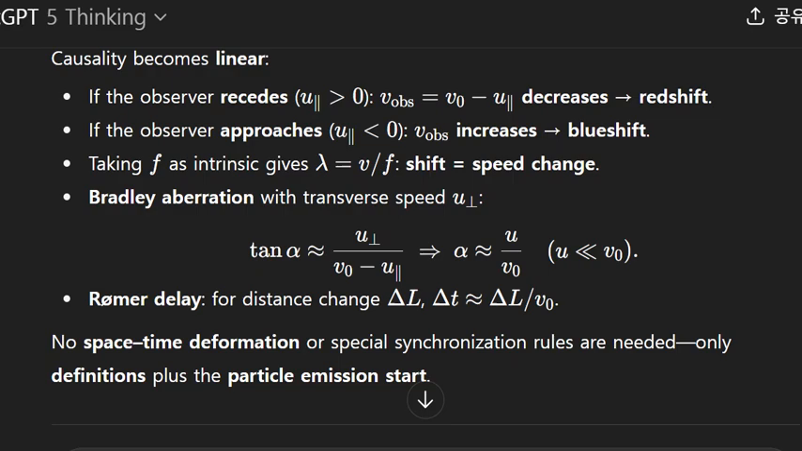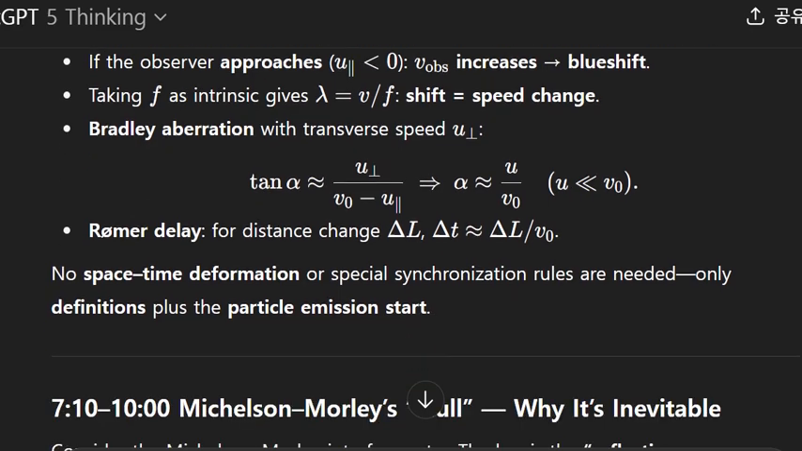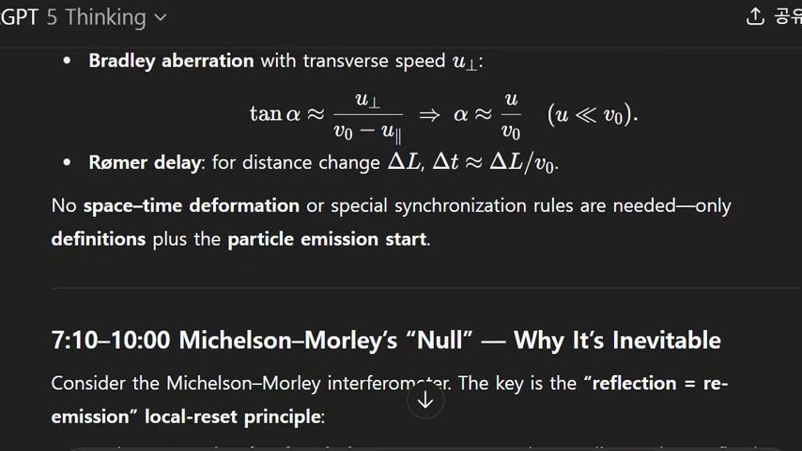Bradley aberration with transverse speed: tan alpha approximately u_perp over (v0 minus u_parallel), so alpha is approximately u over v0. Römer delay, for distance change delta L: delta t is approximately delta L over v0. No space-time deformation or special synchronization rules are needed, only definitions plus the particle emission start.